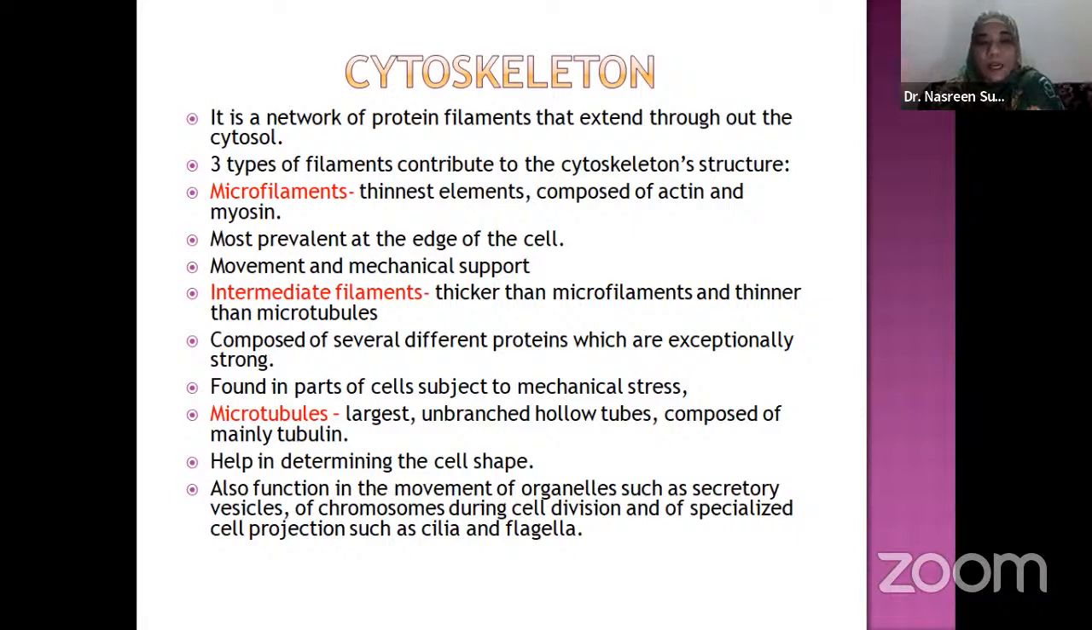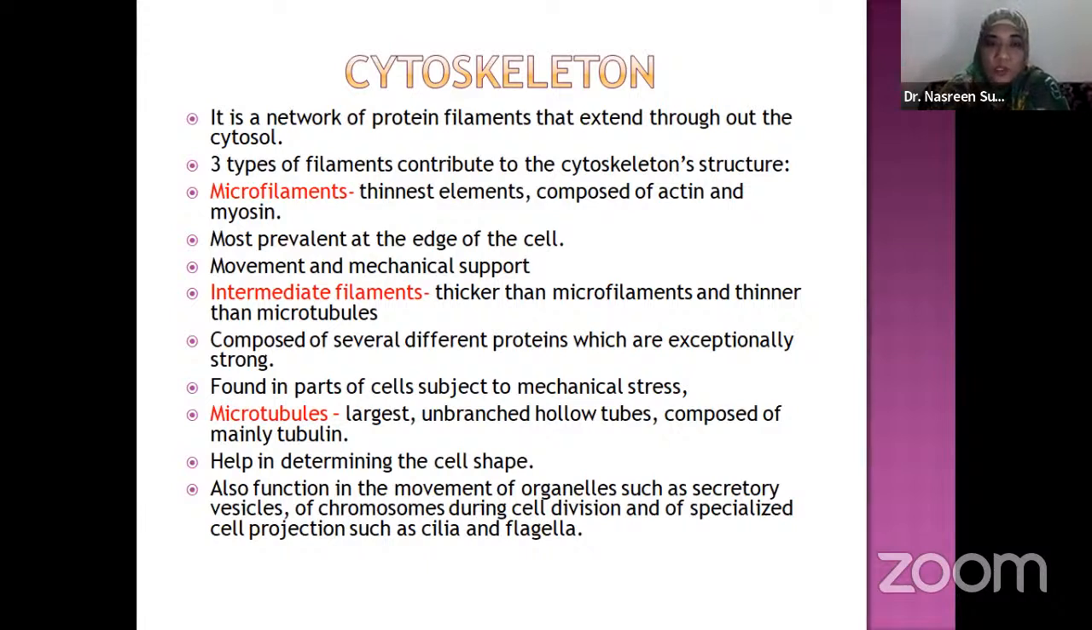Now coming to the intermediate filaments. These are somewhat thicker than microfilaments, but thinner than microtubules, and they are composed of several different types of proteins. They are mainly present in the areas where the cells are continuously subjected to mechanical stress, such as your knees, your elbows, shoulders. Wherever there is continuous mechanical stress, there you will find these intermediate filaments.